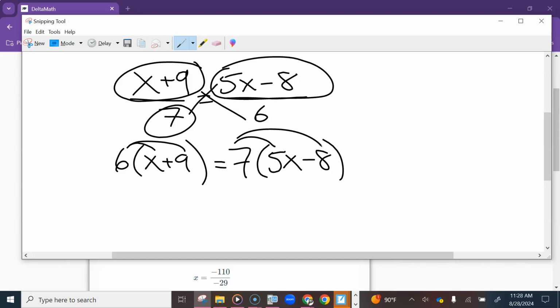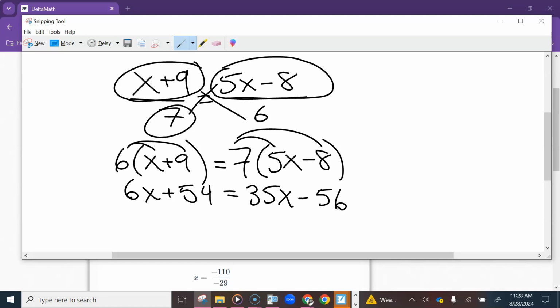You can use your calculator. I'm going to do some mental math up here. So 6x plus 54 equals 35x minus 56. And then we have some choices. We can move whatever we want. I would like to keep these as positive as possible.